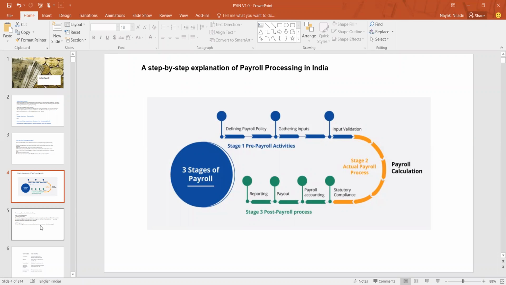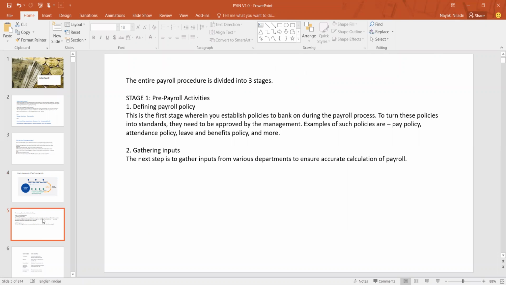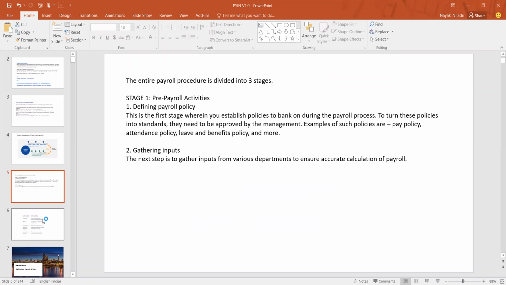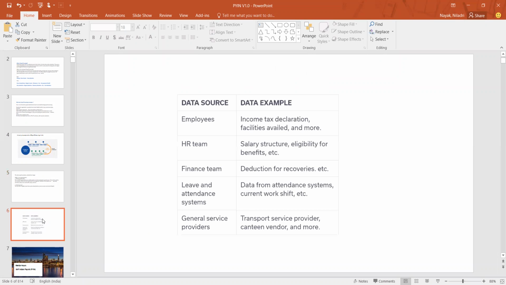Okay. So this is regarding payroll processing and a typical payroll process, and the same thing I have explained here, so no need to go through it. I'll be sharing the slide with you. So how we'll be doing those stage 1, stage 2, stage 3, all this activity I have explained. And what can be the data source?